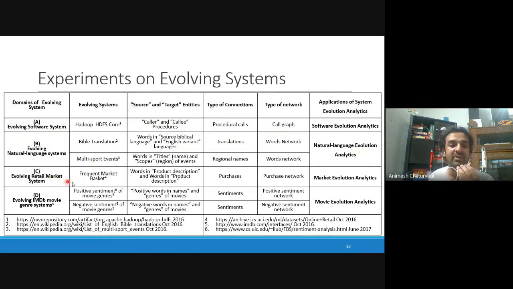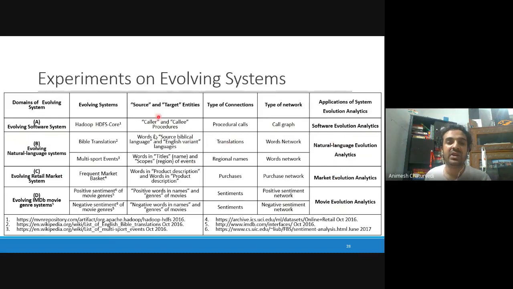Similarly, in the case of an evolving retail market system, you have frequent market baskets, and you have various words related to product and purchasing. So you can have a purchasing network, and this type of purchasing network could help you do market evolution analytics. Then in the IMDb movie genre system, you can have positive sentiments of movie genre and negative sentiments of movie genre, which would be created with a positive word network and a negative word network. This type of sentiment relationship creates a positive sentiment network and a negative sentiment network. When you do analysis on this type of evolving movie genre system, you say it is movie evolution analytics. So this is how you can define various evolution analytics for different domains.